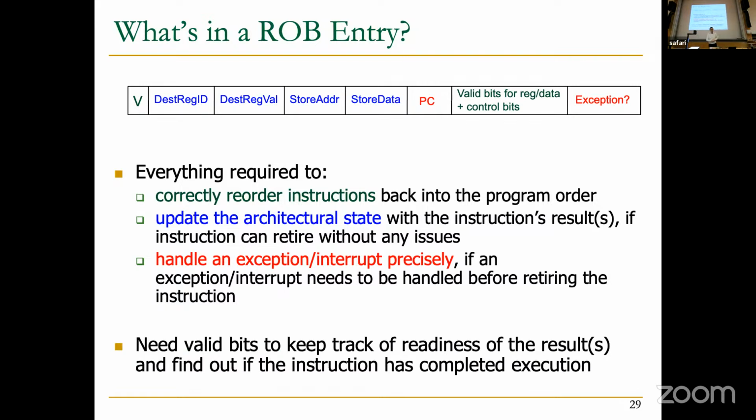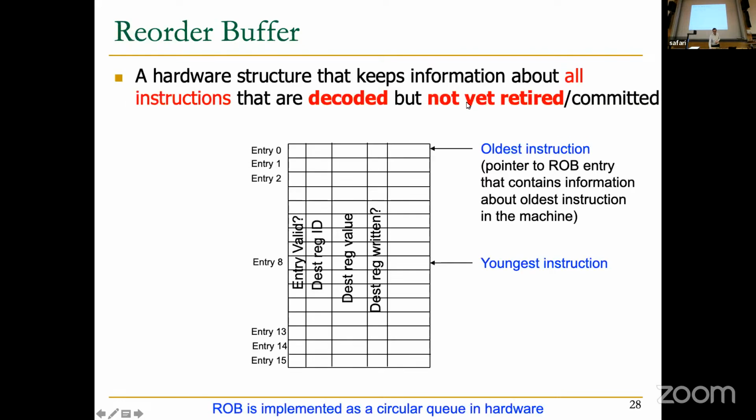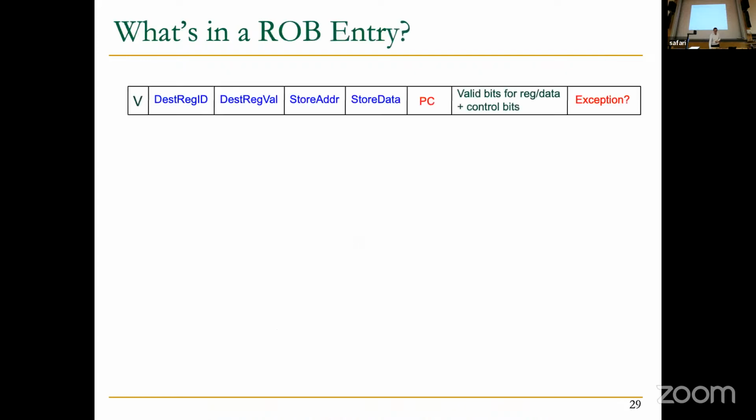So you need valid bits to keep track of the readiness of the results and find out if the instruction has completed execution. That's the purpose of these valid bits over here, and that's essentially what I showed. Destination register written is essentially a valid bit saying, has this instruction written to the destination register? And if so, then the register value over here is the value that this instruction produced.